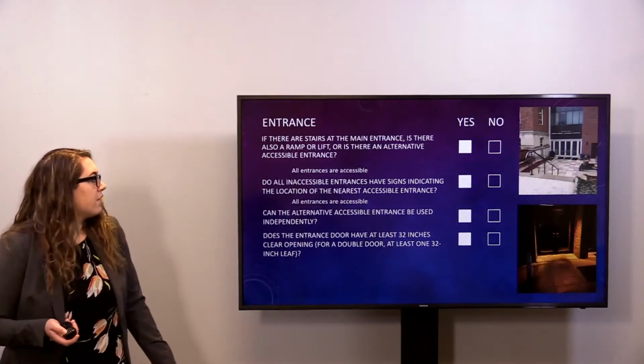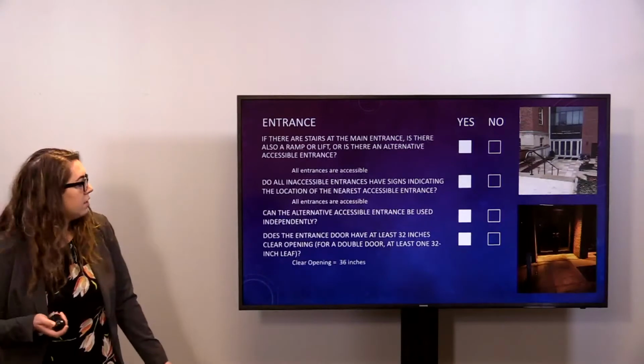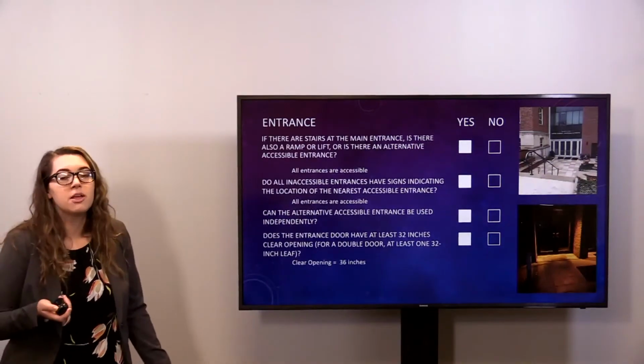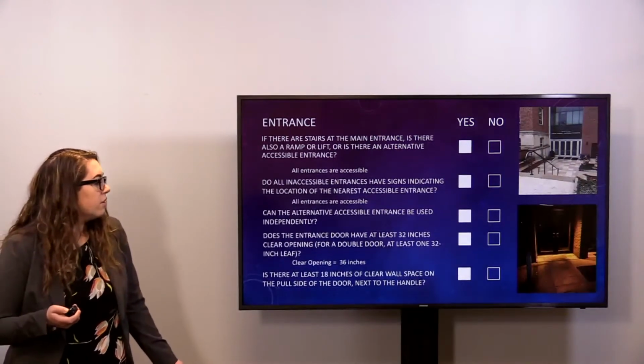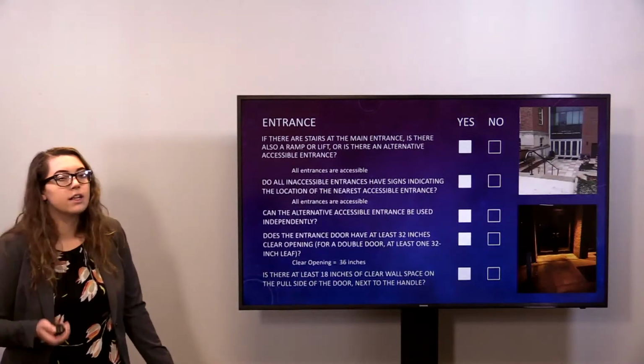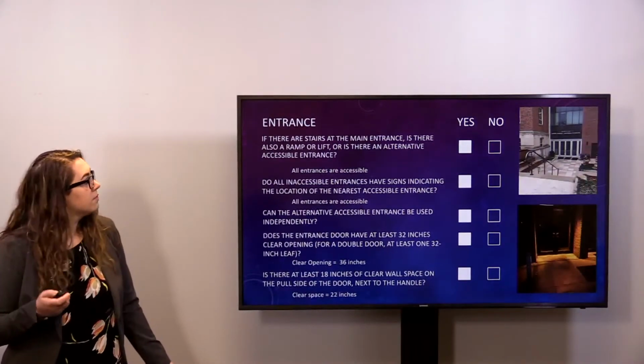Does the door have at least 32 inches of clear opening, and for a double door, at least 1? And the clear opening was measured to be 36 inches. Is there at least 18 inches of clear wall space on the pull side of the door next to the handle? And this was measured to be 22 inches.